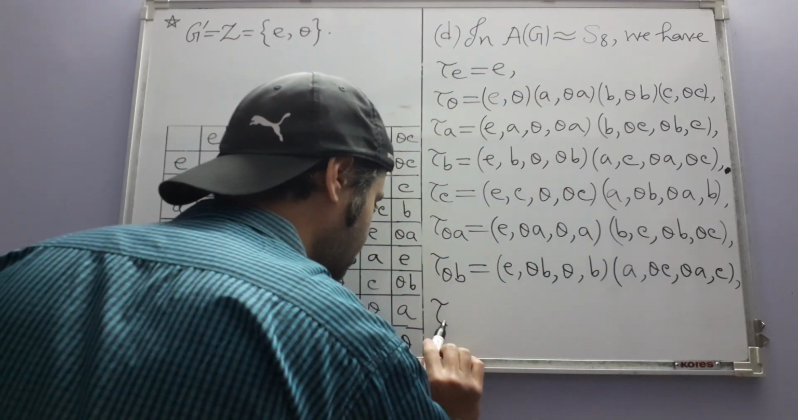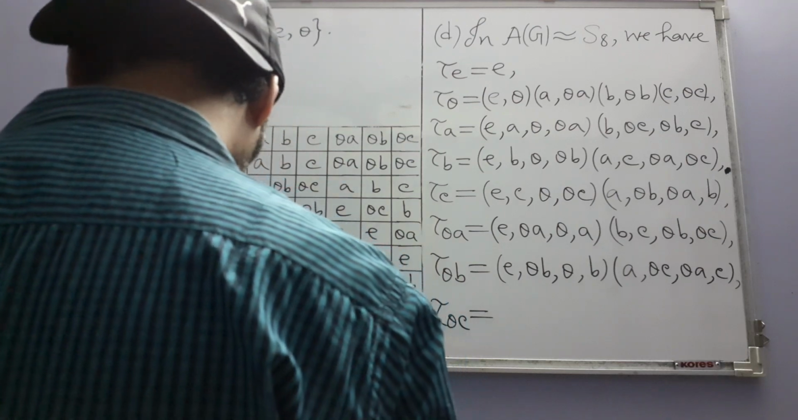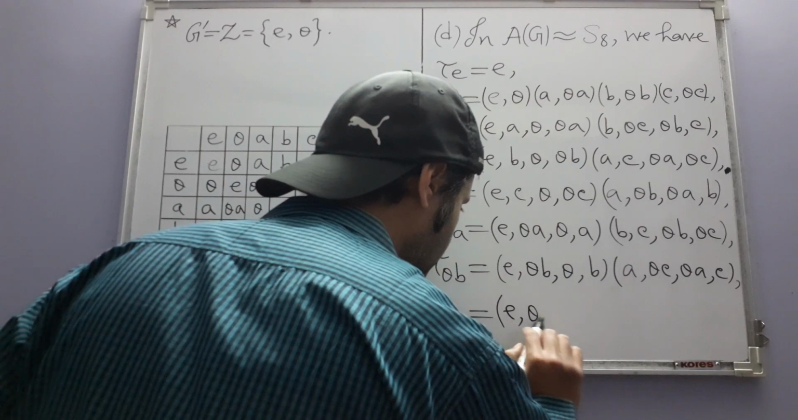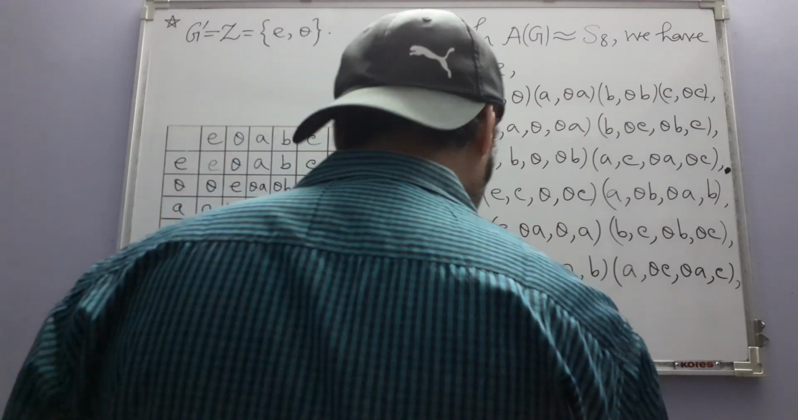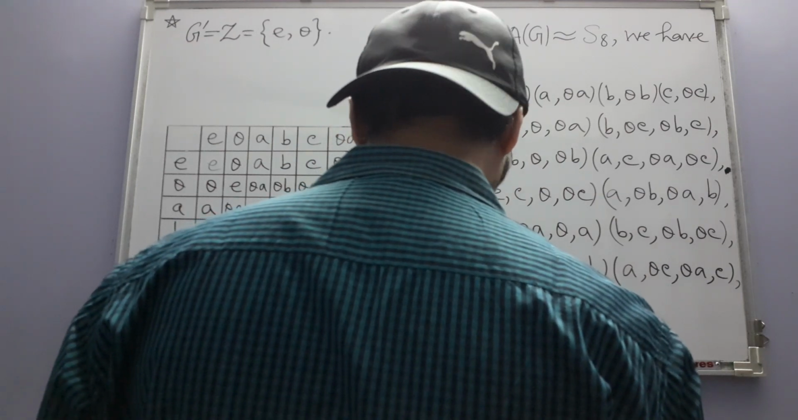And finally tau theta C is E theta C theta C A B theta A theta B.